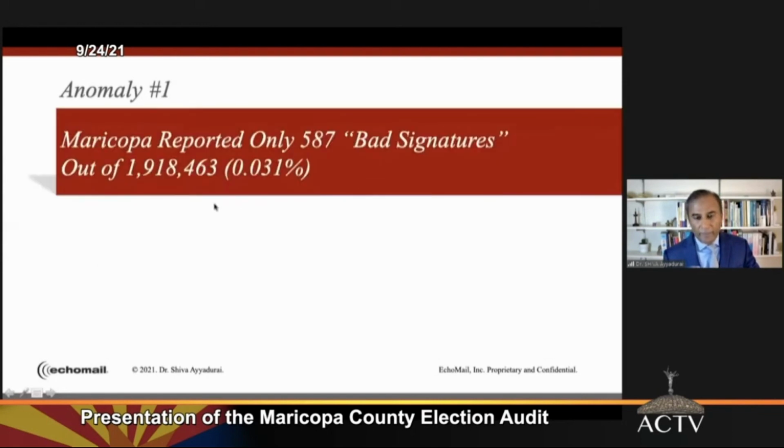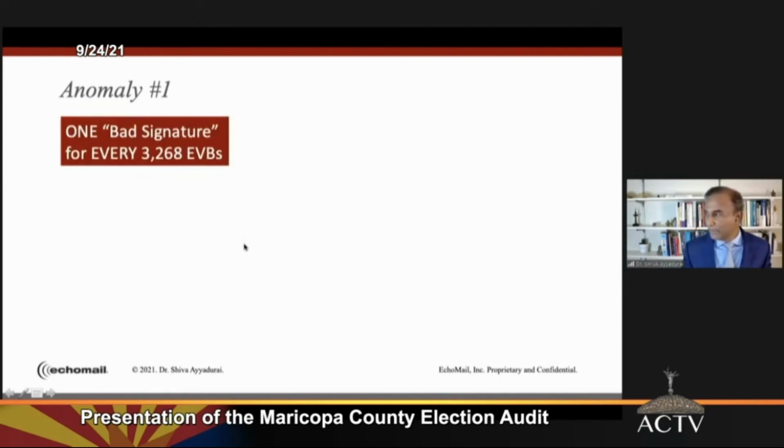Anomaly 1: Maricopa reported only 587 bad signatures. To give you some idea, that's 0.031%. And for people who don't really like math, I thought I'd make it a little more pictorial. So this would be one bad signature for every 3,268 early voting ballot envelopes.